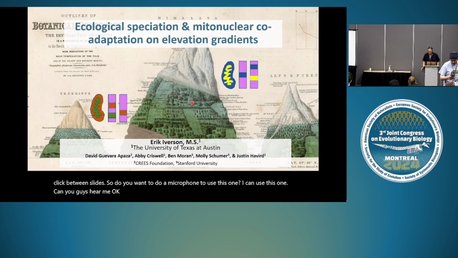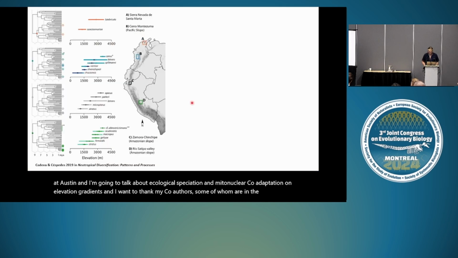Great. My name is Erik Iverson. I'm from the University of Texas at Austin, and I'm going to talk about ecological speciation and mitonuclear co-adaptation on elevation gradients. And I want to thank my co-authors, some of whom are in the room with us here.